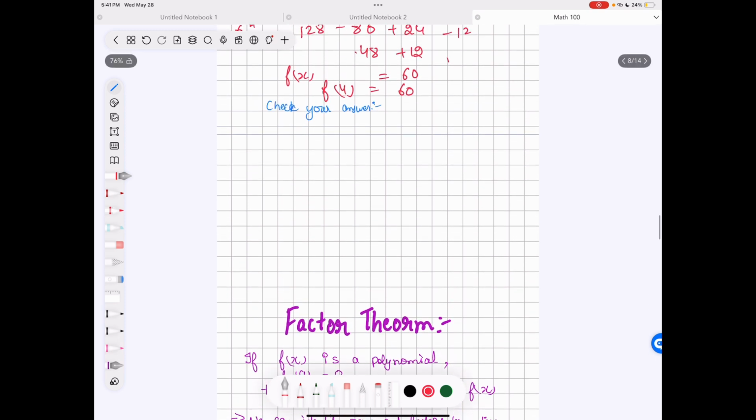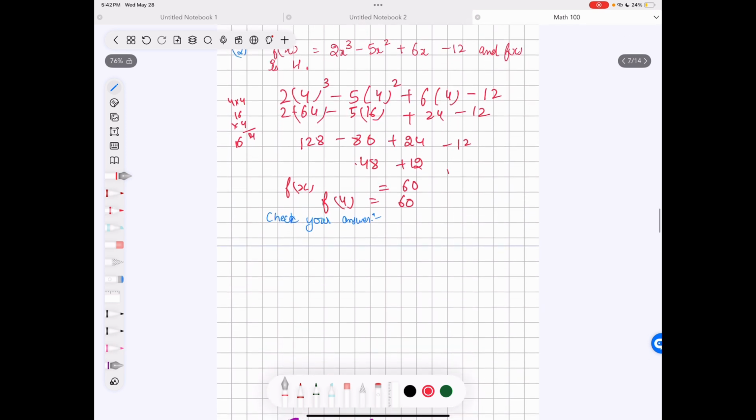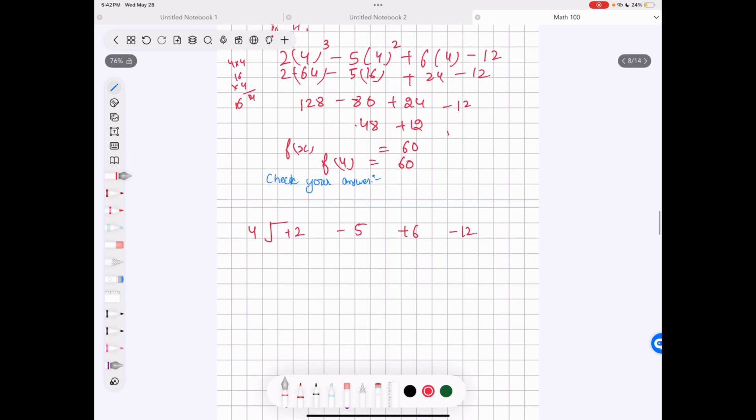We can just write the value again. Just make sure every time we do this, we write it in descending order. So the function is 4, we already know that. I'm going to divide it by 2, positive 2, negative 5, positive 6, negative 12. So I'm going to bring down 2 here. 2 into 4 gives us 8.